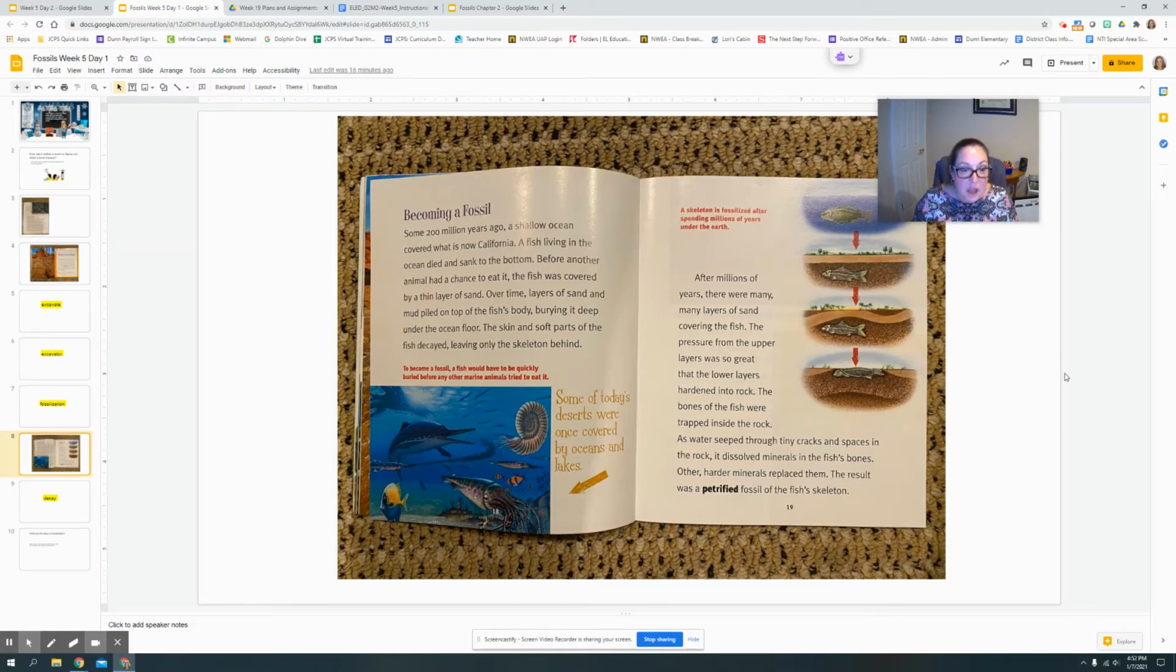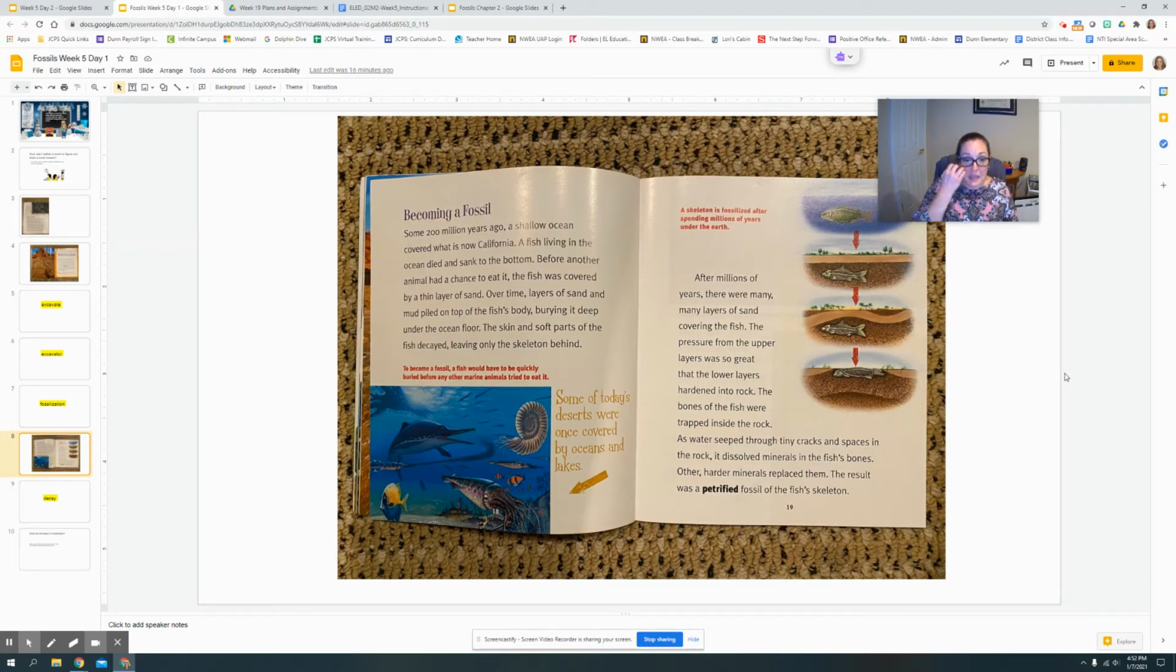Okay, so if you look at the picture here, you see what looks like the bottom of the ocean. It says to become a fossil, a fish would have to be quickly buried before any other marine animals tried to eat it. Some of today's deserts were once covered by oceans and lakes.